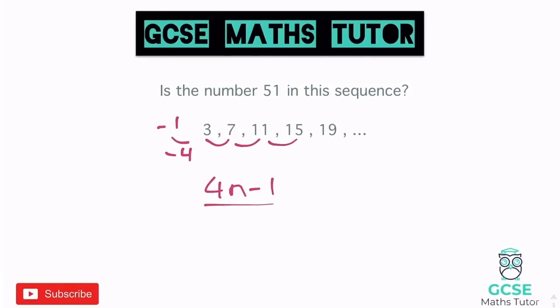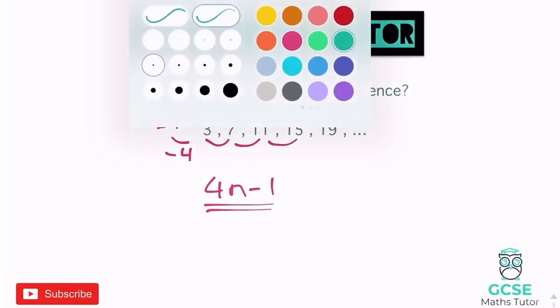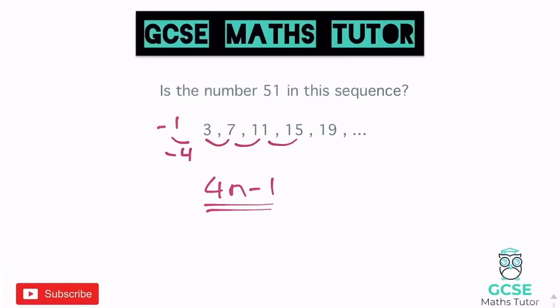What we could do is just sub numbers in and see if we get 51. You know, sub 10 in, that'd be 40, take away 1 is 39, and just keep trialing and erroring it. But actually we can take a quick approach again. Now if we want to know if 51's ever in the sequence, we want to know, is there a number that I can sub into there that ever equals 51?